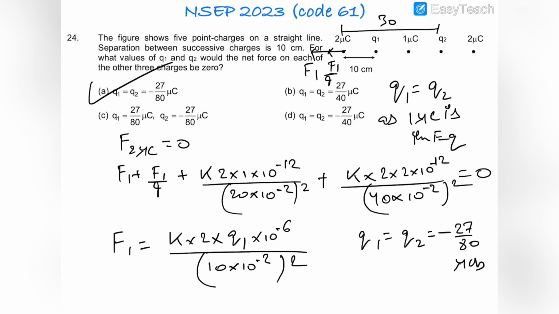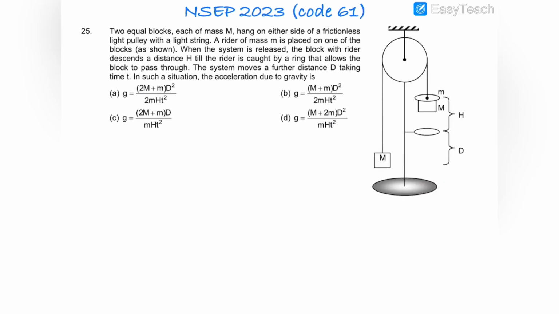Now we move on to the next question. In this question, you can see that there is a pulley and there are two blocks of equal mass M and M. There is a rider which can be considered as a ring or a disc which is placed on top of this mass M, and the mass of this rider is small m. Initially these two will go down and there is a ring which would stop the rider and allow this mass to pass through it. So when these two cross this ring, only the capital M mass block would cross the ring and the rider would remain on the ring.